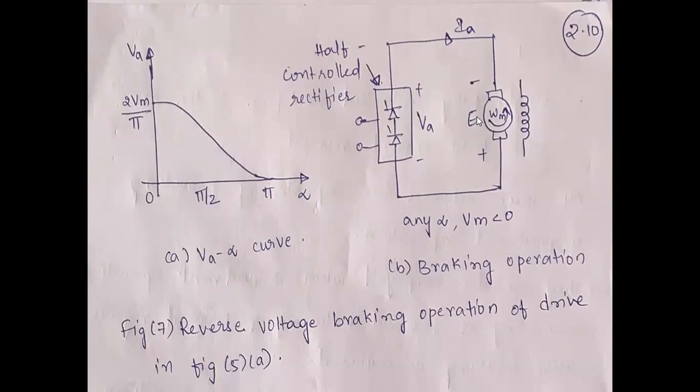Okay, so in this form we are getting some braking. The braking obtained is what we call reverse voltage braking, that is, plugging. Plugging means reverse voltage braking. But this type of braking has some disadvantages. So what are the disadvantages? You will see now.